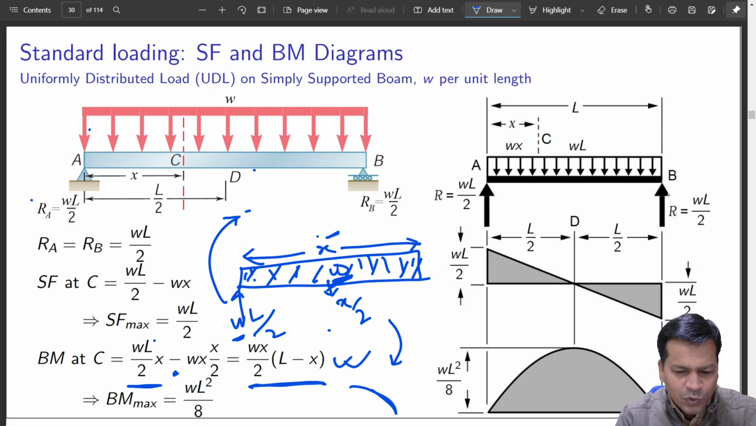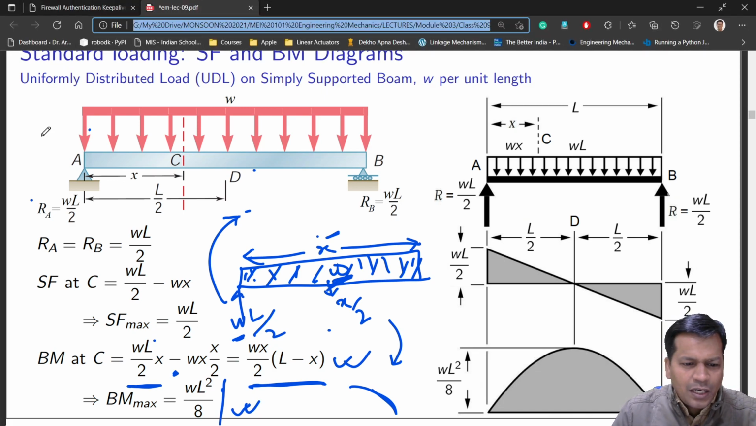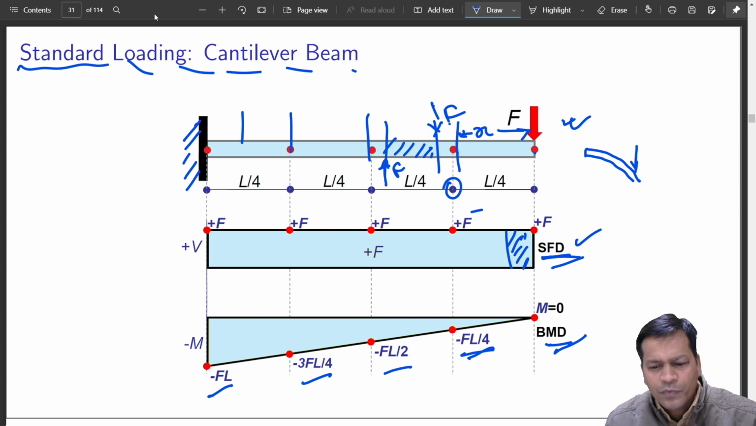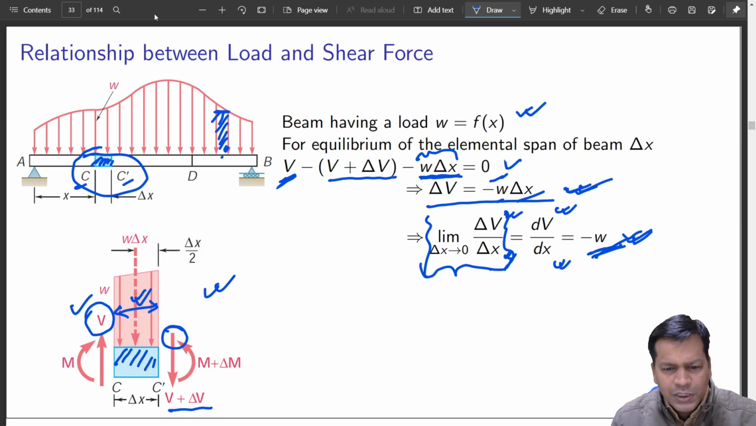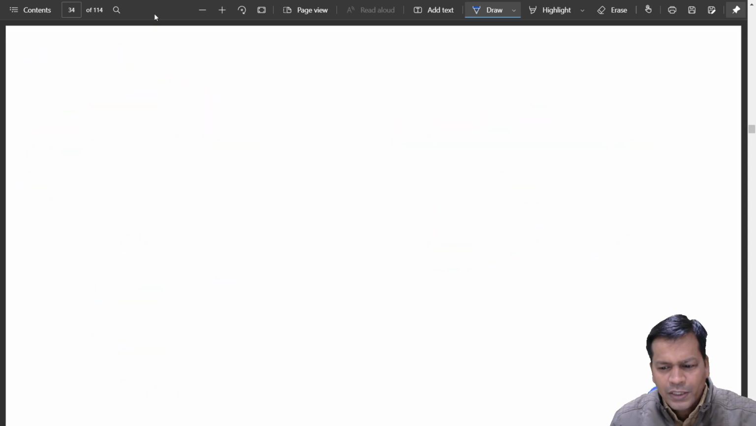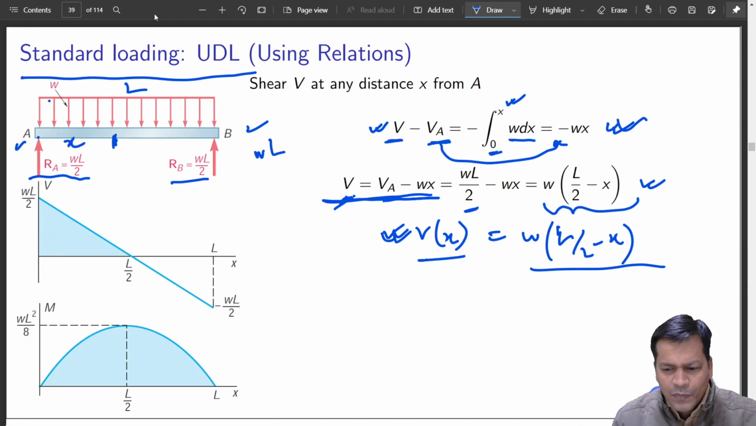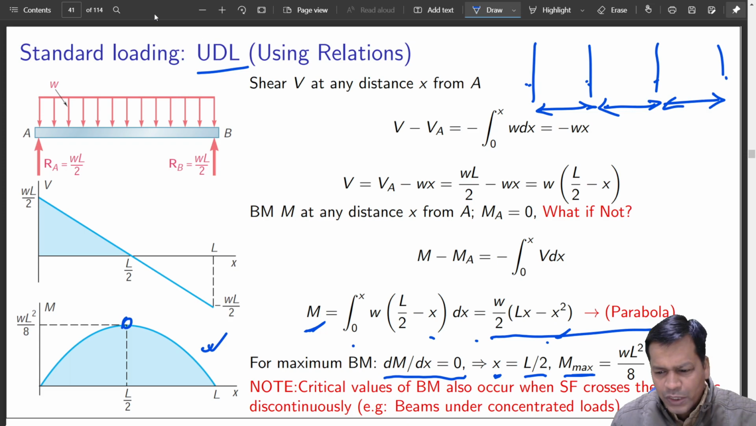So this is the same. For bending moment maximum, use the maxima and minima theorem and you can still find this out. This is using the older technique, but if it is not a uniformly distributed load, or it is a varying load given by some sort of function, you should always use these relations, the relations which I have just learned. Using this, it still came out to be the same.